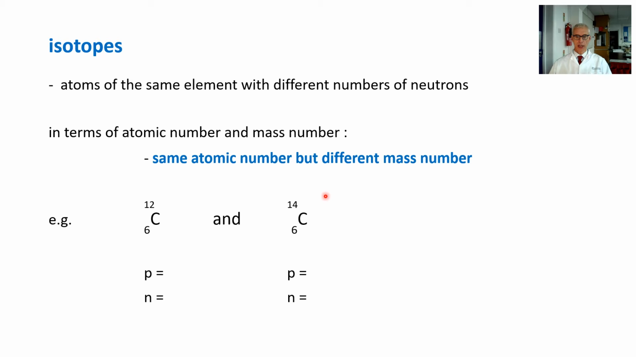Carbon-12 and carbon-14. You may have heard of those, the carbon-14 isotope in connection with archaeology. Could you write down the numbers of protons and neutrons in those two isotopes?